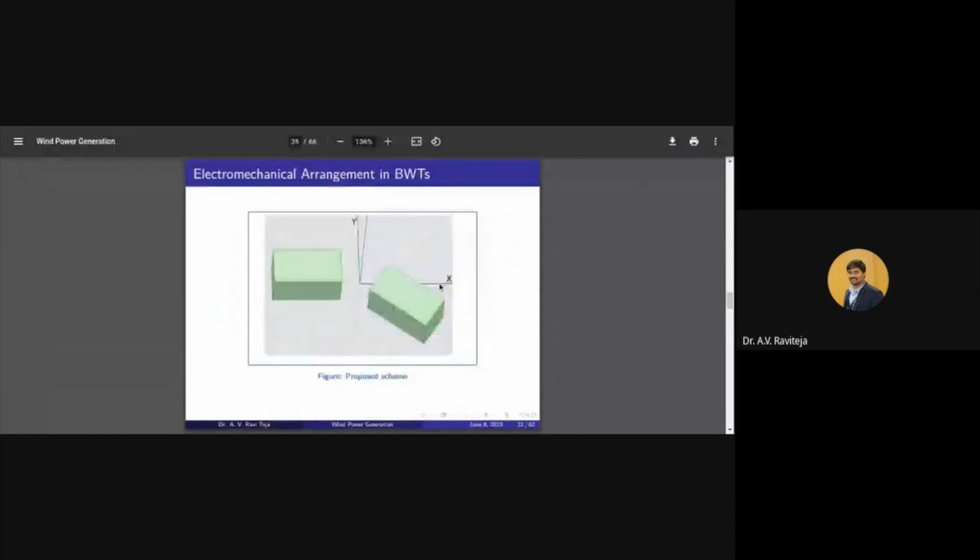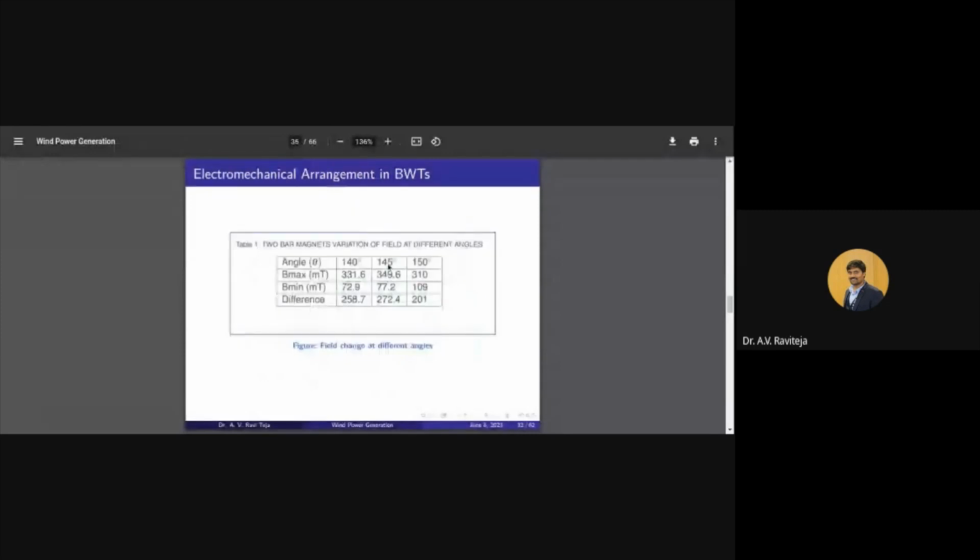Okay. And then we tried a different scheme by placing two magnets, not 180, not 90, but with an angle in between, which is 145 degrees. If we keep two bar magnets at 145 degrees, then we saw there is a huge difference from B max to B min. As you can see, 349 millitesla and 77 millitesla. So the difference is huge, 272 millitesla, whereas for other angles the difference in the flux density is comparatively less.